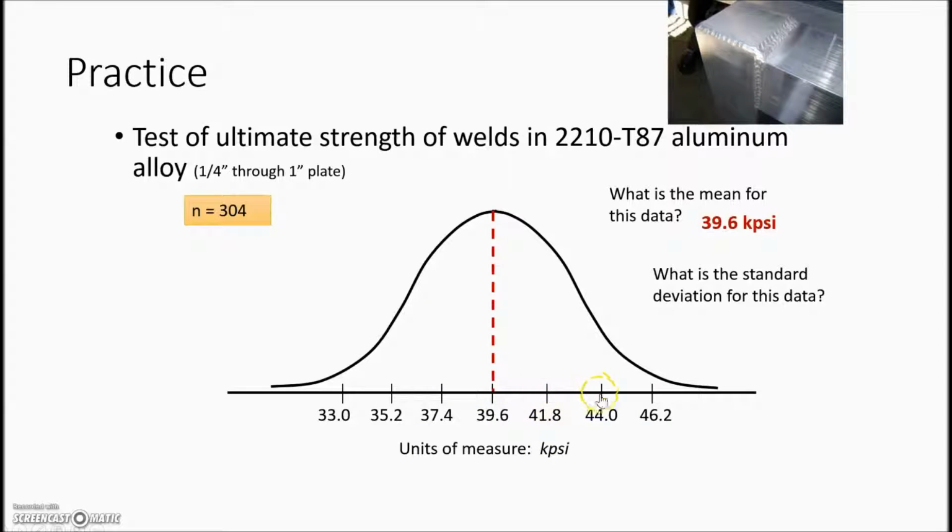Every one of these marks is a standard deviation away from the previous one, so any two adjacent numbers can be subtracted, and that will give us the standard deviation. So when you subtract, we end up with 2.2, and we could have done the same thing anywhere along here, getting the same standard deviation.